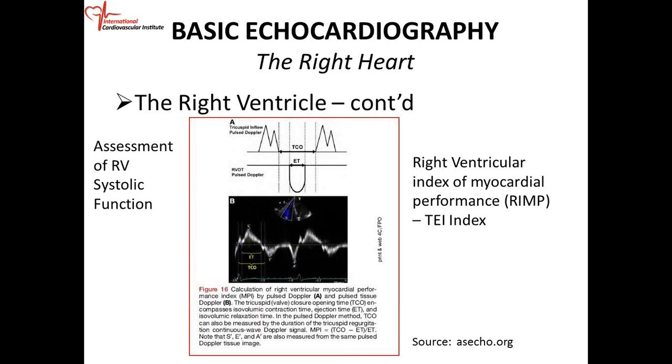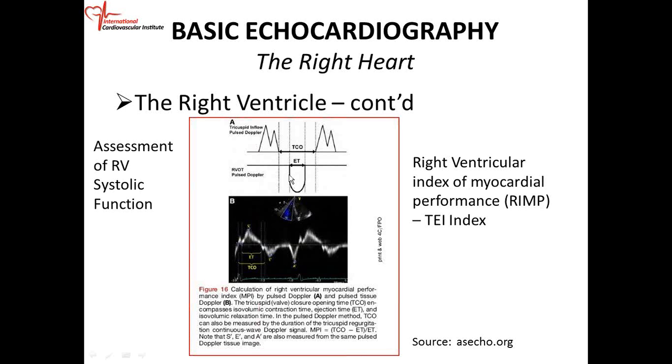So HIMP, index of myocardial performance, and if we use the tricuspid inflow, right? E velocity, A velocity, or the left side, the same thing. So the tricuspid valve opens here, right? And it closes right there, right? So it is the time from the tricuspid valve closure to the tricuspid valve opening. So you just got to measure the time. You're going to subtract from that the ejection period.